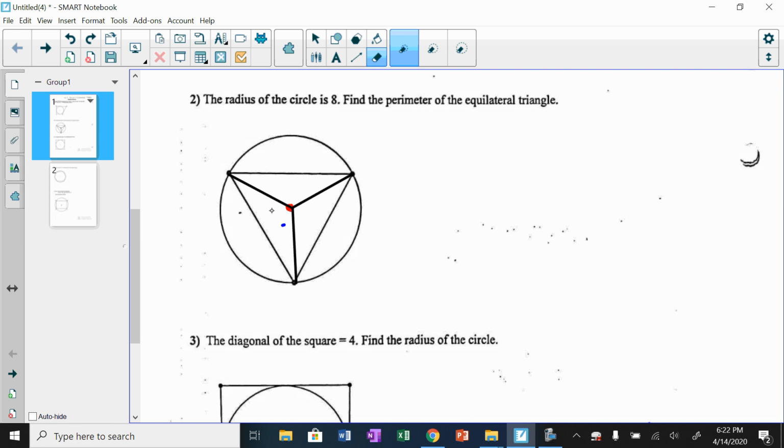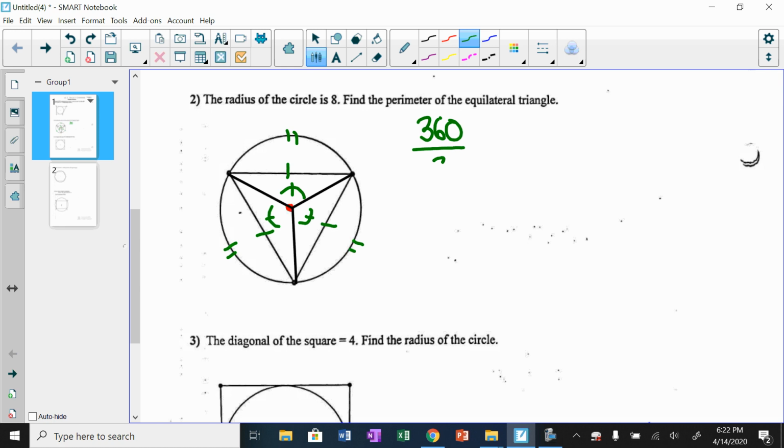I also know that if the chords are congruent, then the arcs are congruent, then the central angles are congruent. So if all of these central angles are congruent, how am I going to find what just one of those central angles is going to be? Well, all of these central angles together make that whole entire circle. So this is 360 divided by 3, which means each central angle is going to be 120 degrees.